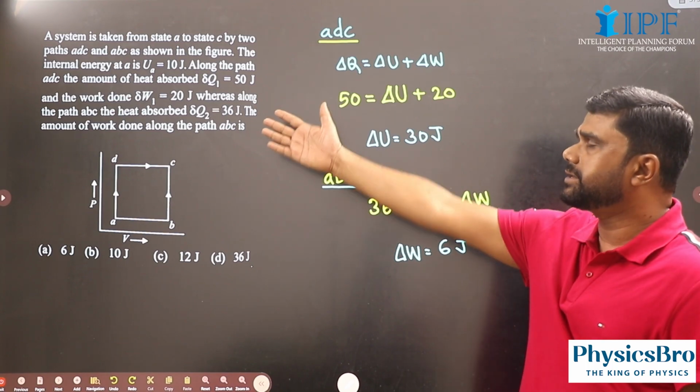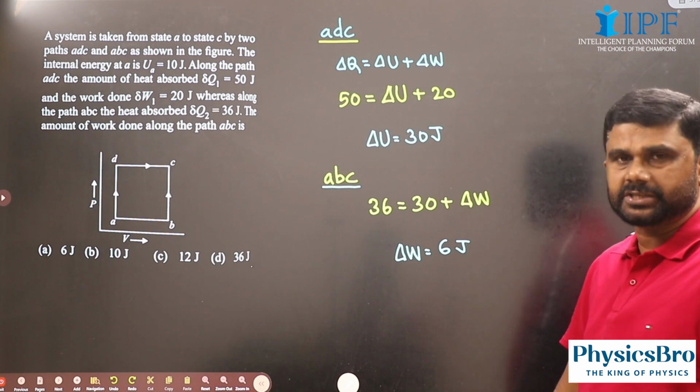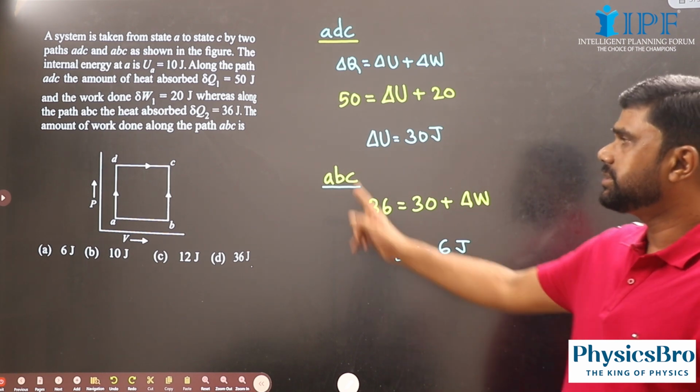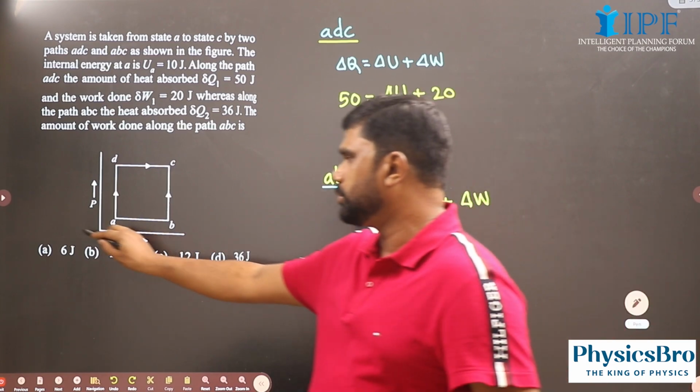Now consider the path ABC. Okay, the heat added is 36 joule. The change in internal energy will be 30 joule, and work done will be delta W. We have to find the amount of work done along the path ABC, that must be 6 joule.